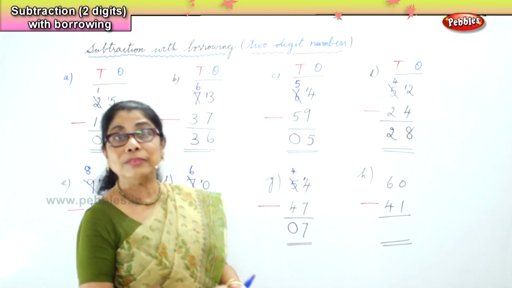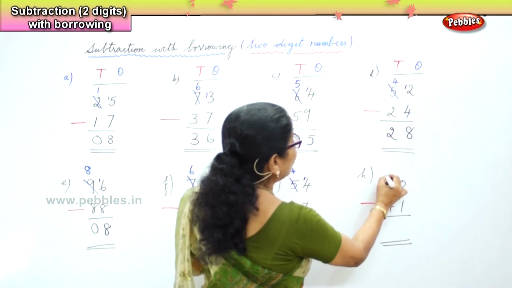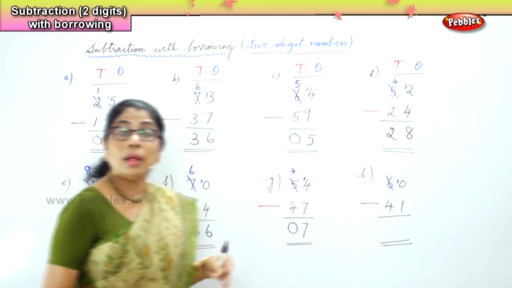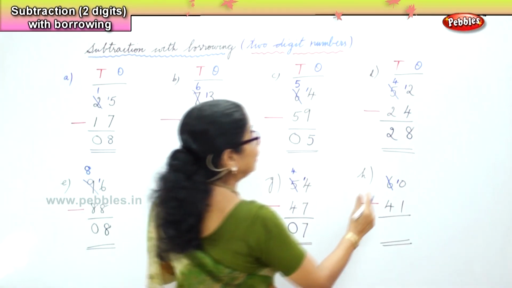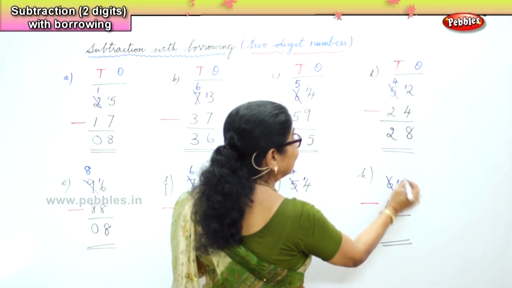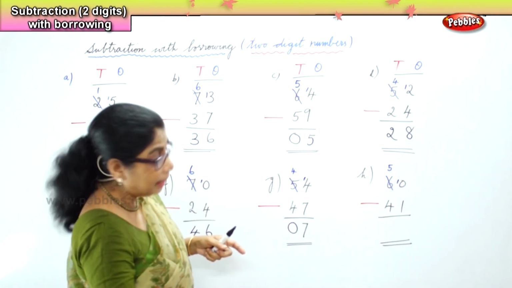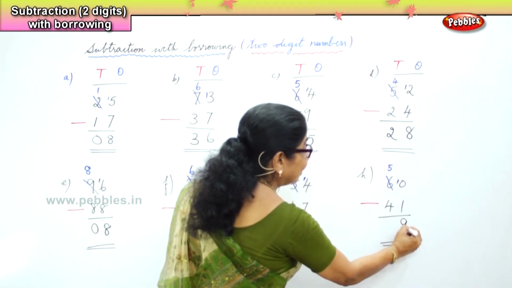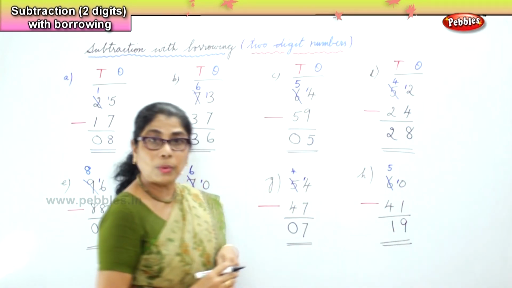Finally, you have 60 minus 41. Again, in this case, you have 0 there and you have 1 here. So we have to borrow 1 from here, and that 1 ten will come to the ones place, and you have 10 there, and then you have 5. 6 minus 1 is 5. Okay. Now 10 minus 1 is 9. 5 minus 4 is 1.